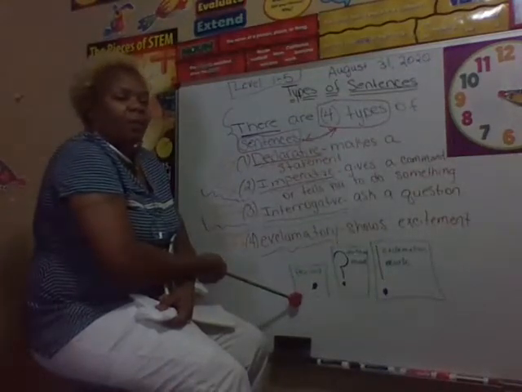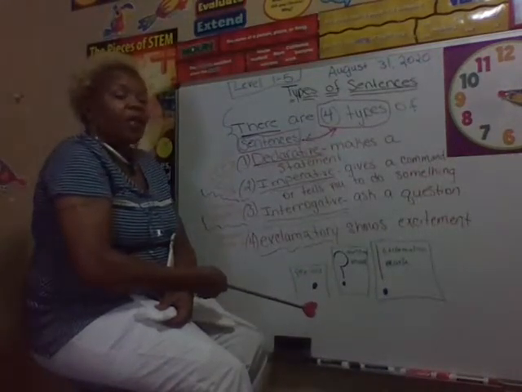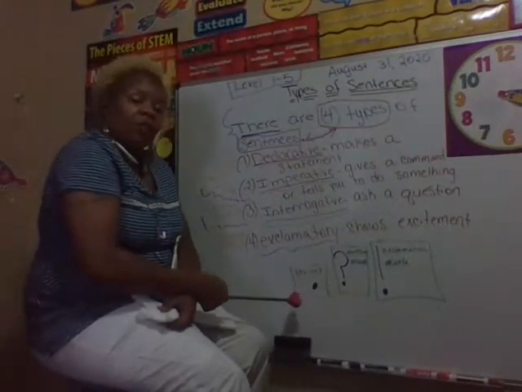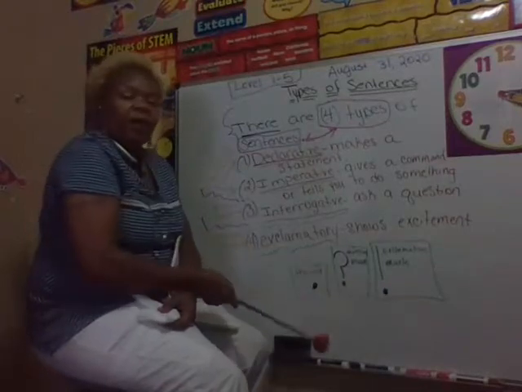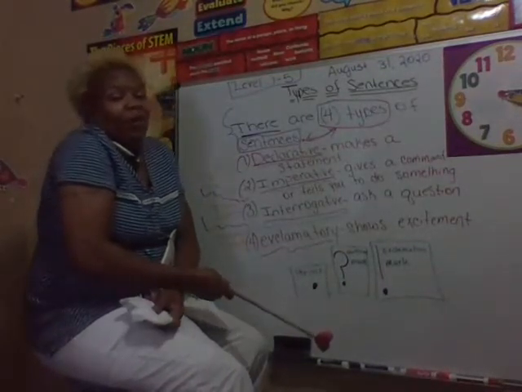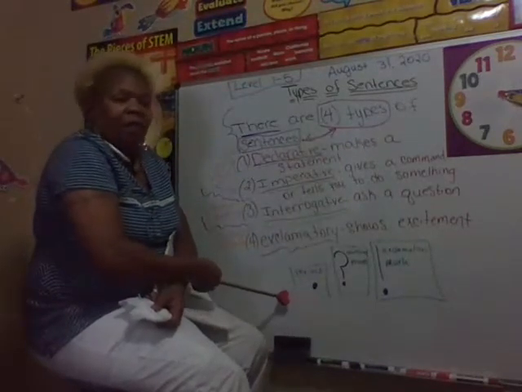Here's another example. Go tell it on the mountain. I'm telling you to go tell it on the mountain. Now guess what you're going to put at the end? Period. Because I just told you to go tell it on the mountain. So if I tell you to do something, we're going to put a period at the end of it.